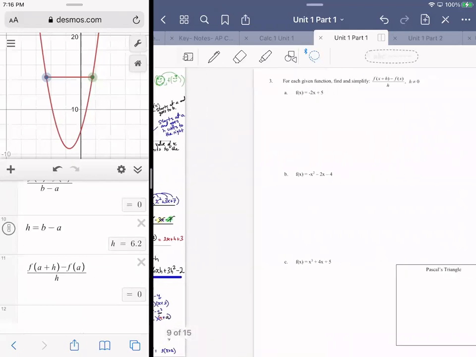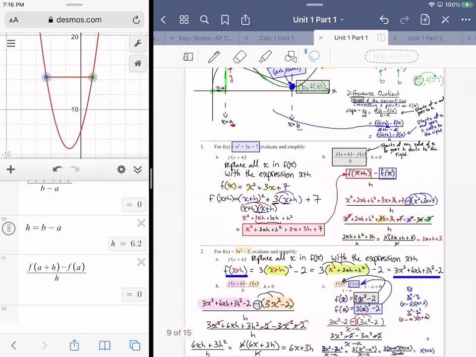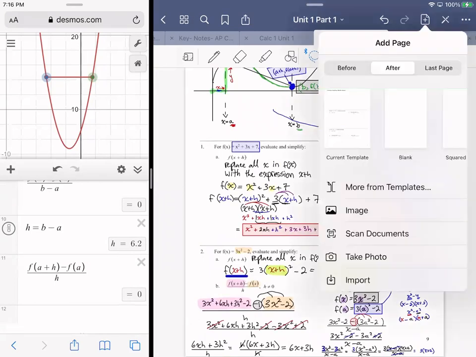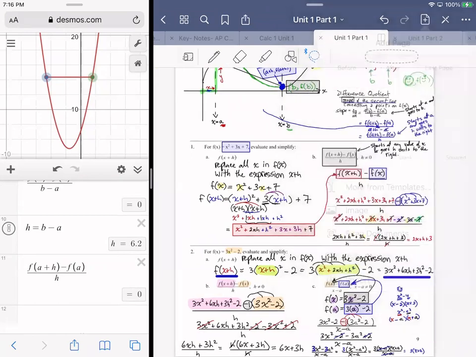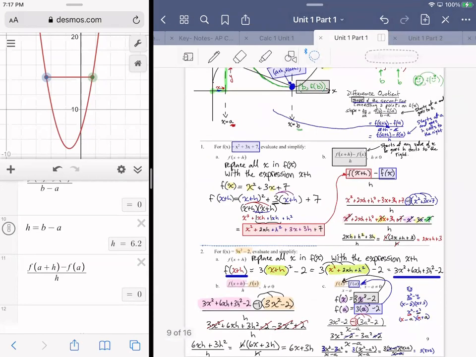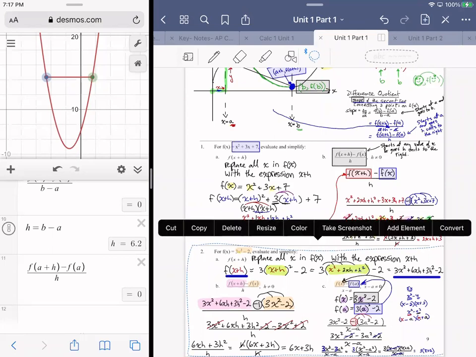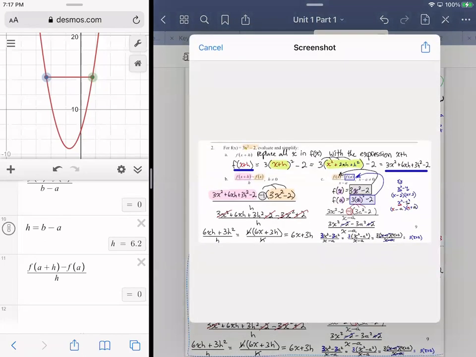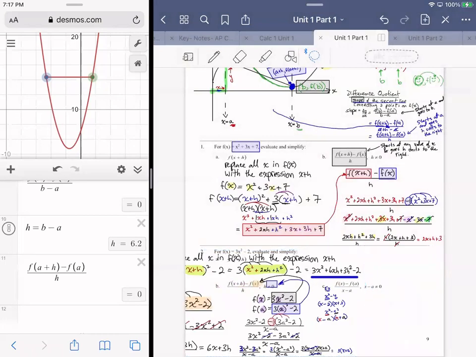I don't have enough space to do it. You know what I'll do, I'm going to throw in a separate page here, just so I have the room, and then I'll put it all together later. Let me show you what the slope would look like if we took this example. I'm just going to do a screenshot here, but we did it over a defined interval. Big screenshot.